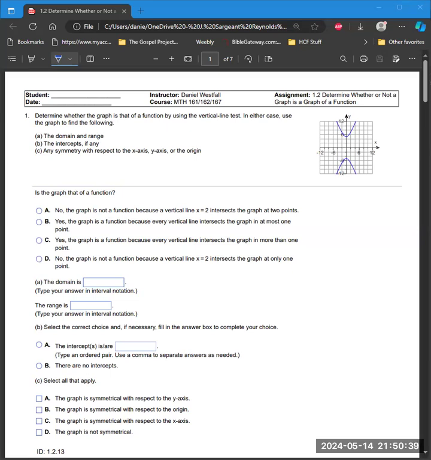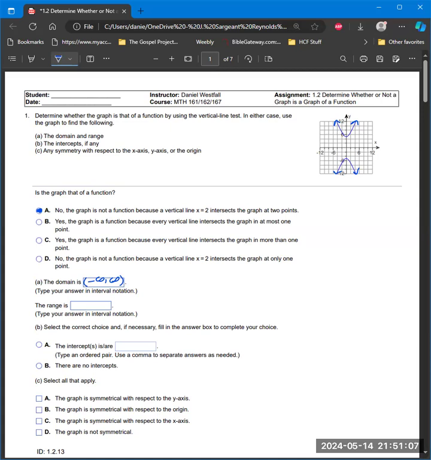No. The graph is not a function because the vertical line x equals 2 intersects the graph at 2 points. So that's A. The domain is going to be negative infinity to positive infinity because both of those pieces go all the way to the left and all the way to the right. They have implied arrows at the end of them. Since I don't see dots at the end to show that they're closed, assume that there's arrows there.